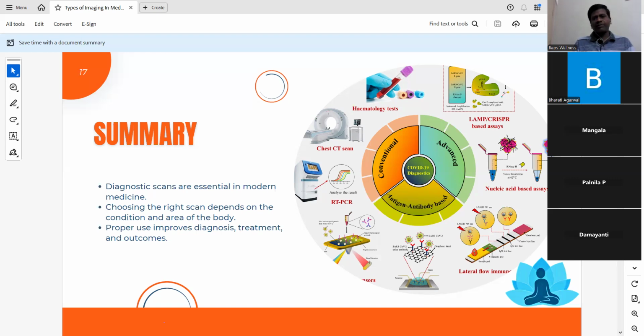In a nutshell, if we... Same thing. Pardon? Doppler effect, 2D echo and all these things come under sonography only. Yes, yes.